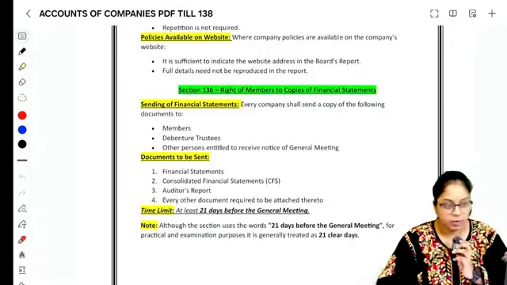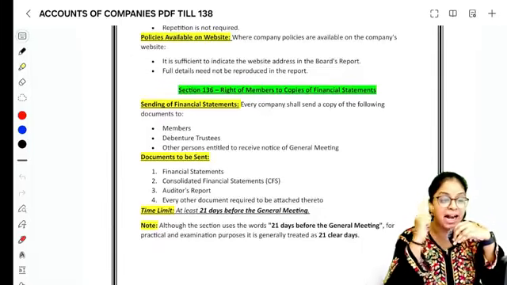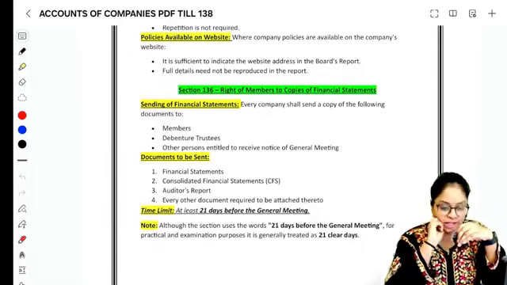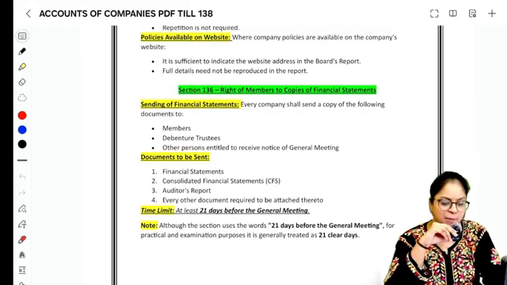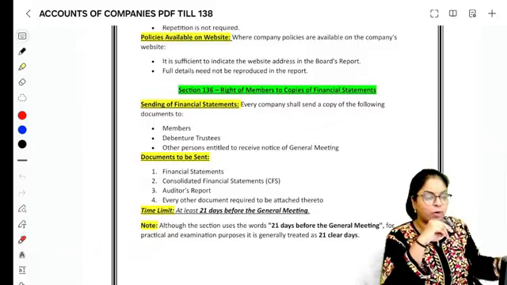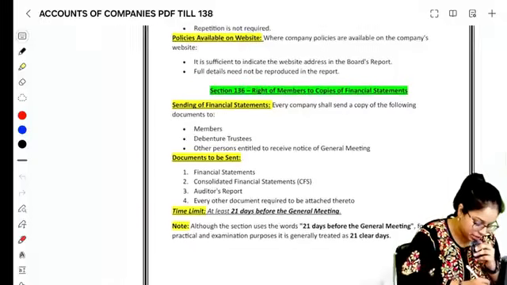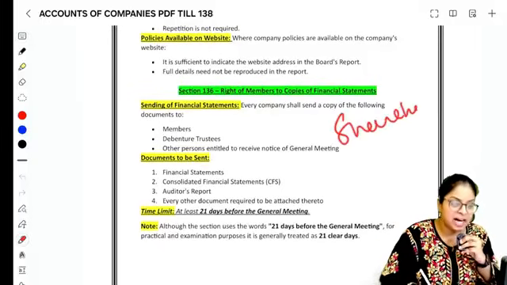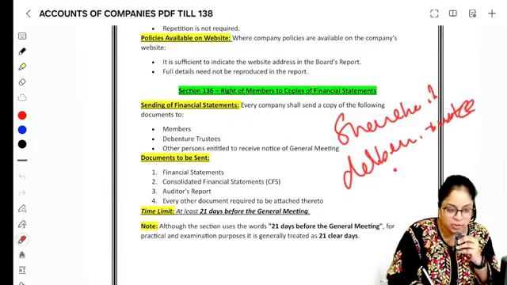The next section that we are going to be discussing is section number 136. Now what does 136 say? Right of members to copies of the financial statement. Now the financial statement, that is P&L, balance sheet, what is the purpose of preparing all this? So that I will give it to my stakeholders. Who are the main stakeholders for a company? Those who have invested money in the company, shareholders are the first most important parties for a company. Apart from that, who has given loans to the company? Debenture trustees. Correct? So, for them and any other person who is entitled to receive the notice of the general meeting.